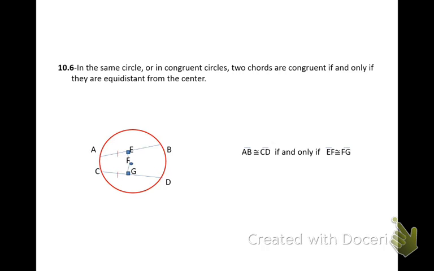We could say that is true if we know that EF, this distance from the center to the chord AB, is the same as FG. If those two distances are the same, in other words, the chords are the same distance from the center, then we know those two chords are going to have the same length. Chord AB and chord CD are going to have the same length.